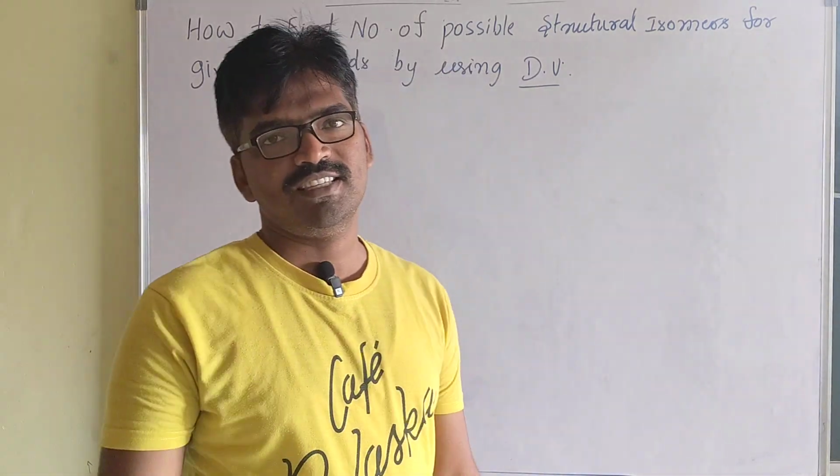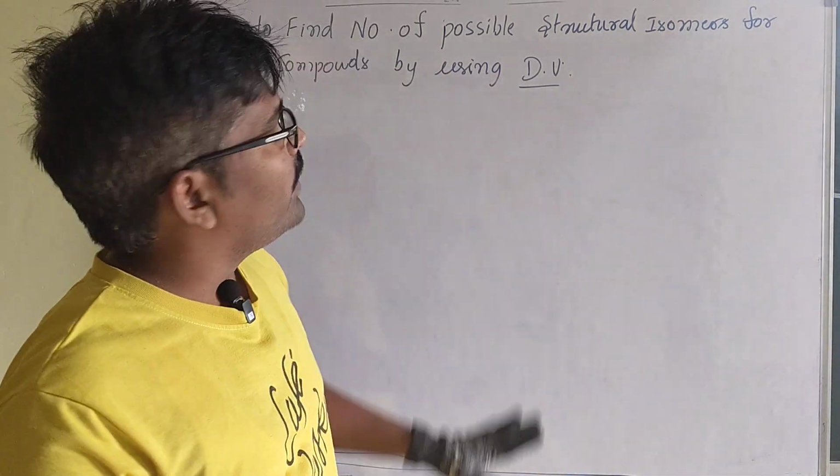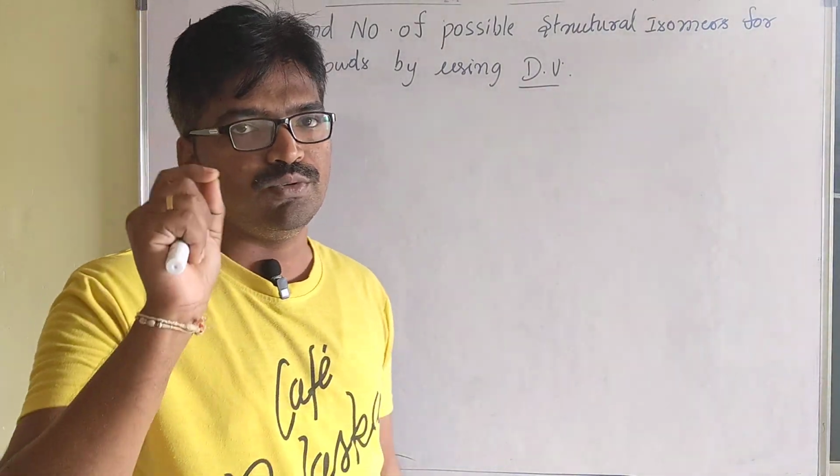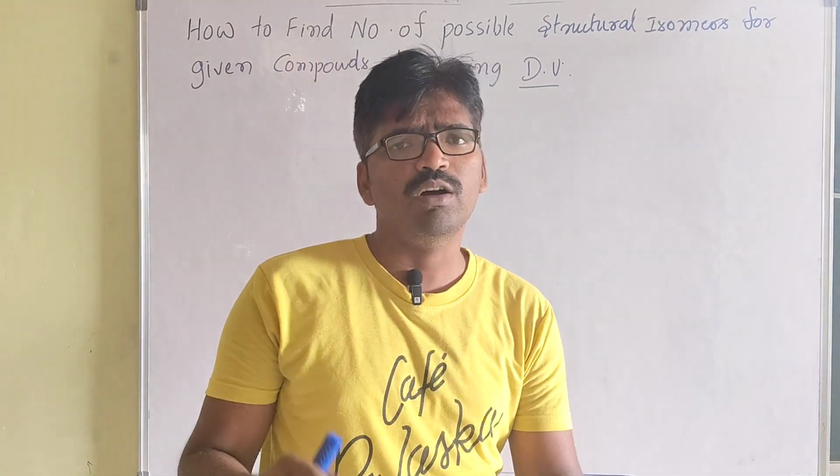Today we are going to discuss how to find the number of possible structural isomers for the following given compounds.